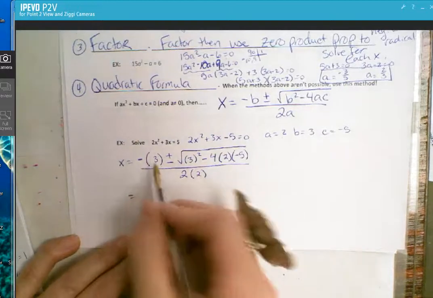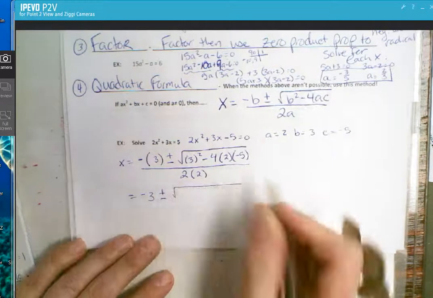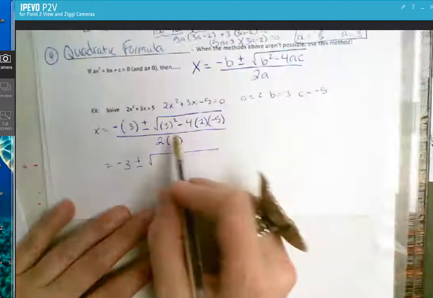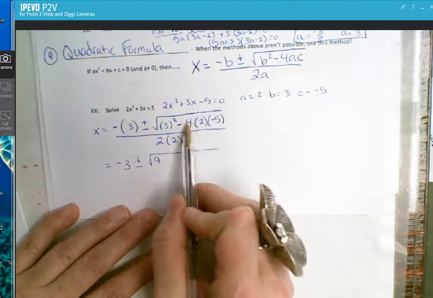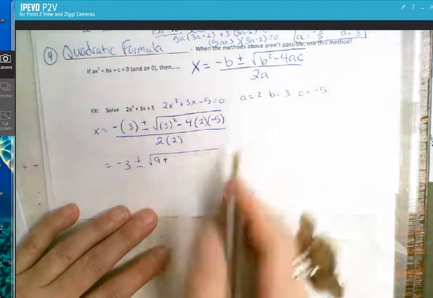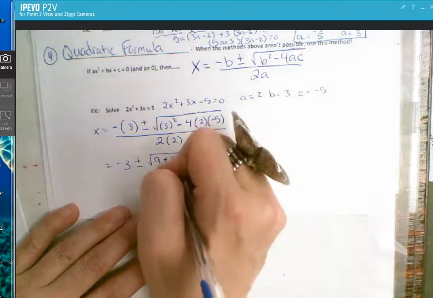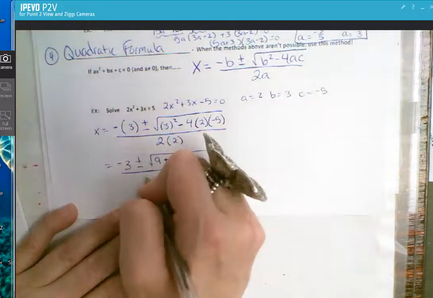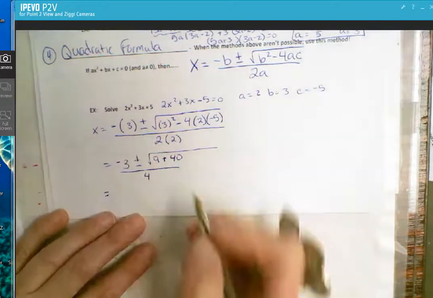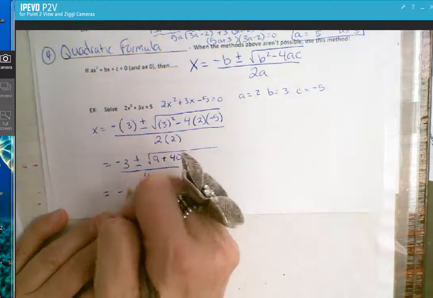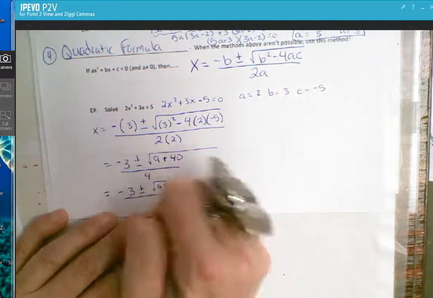I know I have a negative times a positive, so that's just going to be negative 3, plus or minus, and I start to simplify the determinant stuff underneath here. 3 squared is 9. I have a negative times a negative, so since there's two negatives, it's ultimately going to be a positive. 4 times 2 is 8. 8 times 5 is 40. All over 2 times 2, which is 4. These take a lot of room and a lot of steps. Don't skip steps, that's where you're going to make mistakes. Negative 3 plus or minus the square root of 49 all over 4.